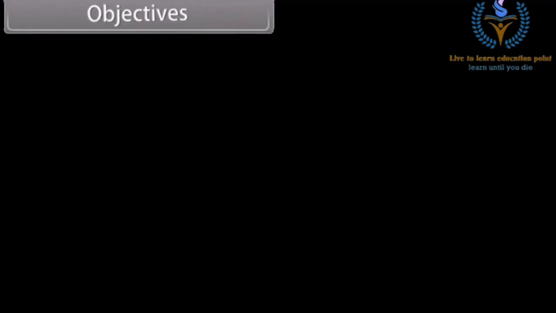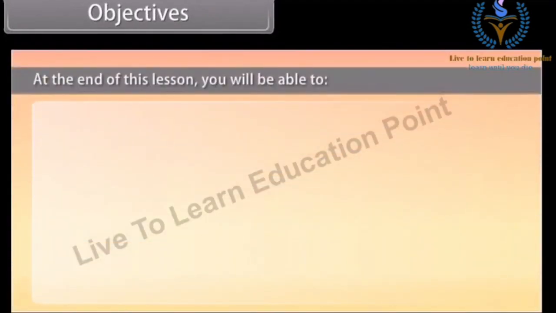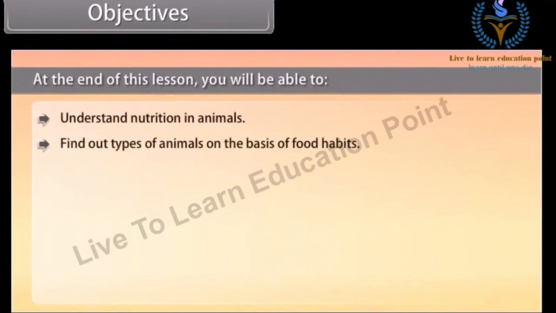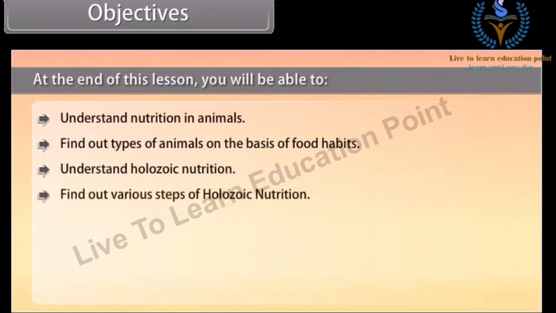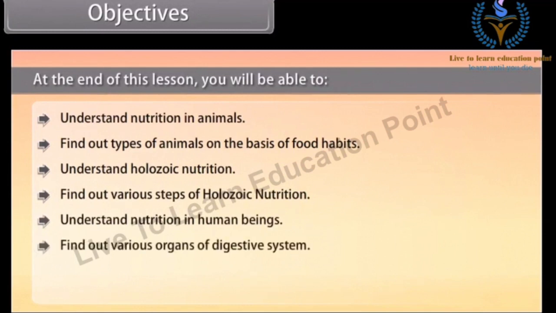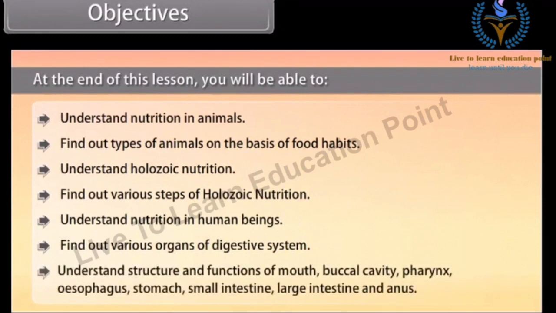Objectives. At the end of this lesson, you'll be able to understand nutrition in animals, find out types of animals on the basis of food habits, understand Holozoic Nutrition, find out various steps of Holozoic Nutrition, understand nutrition in human beings, find out various organs of digestive system, understand structure and functions of mouth, buccal cavity, pharynx, esophagus, stomach, small intestine, large intestine, and anus.